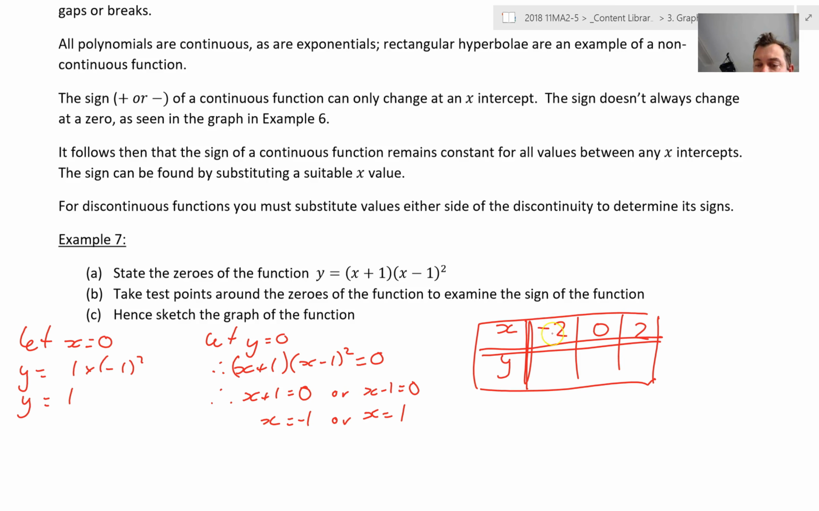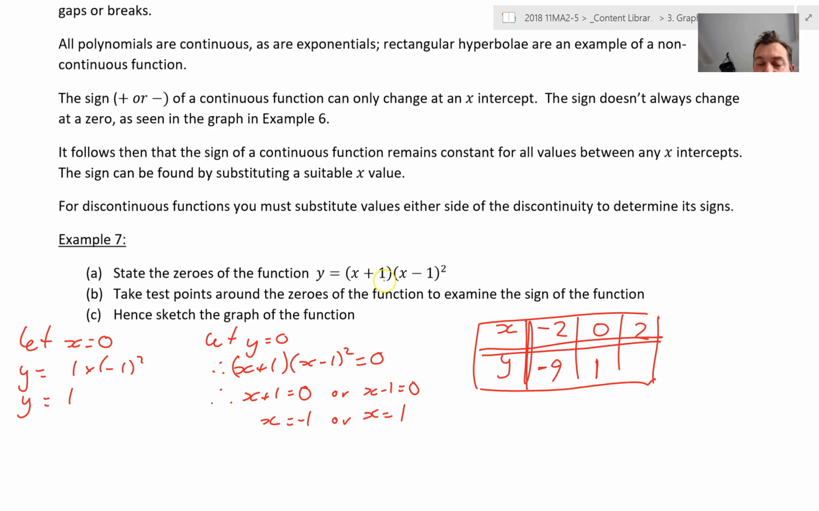Right, let's punch these values into this equation. So negative 2 plus 1, negative 1. So this is going to be negative 1 times negative 3 squared is 9. Negative 1 times 9 is negative 9. Okay, so to the left of this root, my function is negative, right? It's below the x-axis. When x equals 0, in fact we've already seen that, y equals 1, so then it becomes positive, so it goes from negative to positive.